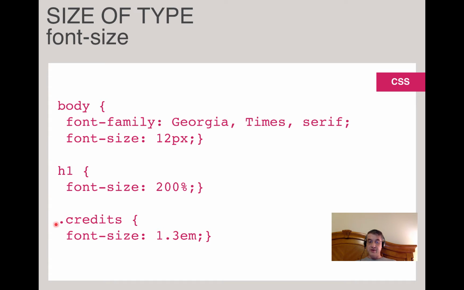And down here for the credits, font size is in yet another format. This is in ems. If you think of this as a relative value based on the font size of that box, and that box is going to be 12, then you take 12 and multiply it times 1.3. What's that? That's roughly 16 pixels.